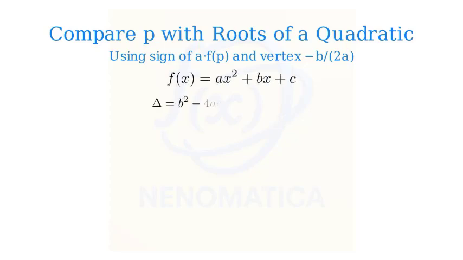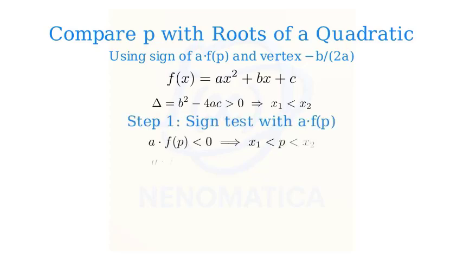Suppose f of x equals ax squared plus bx plus c, with discriminant greater than 0, so there are two distinct real roots, x1 less than x2. Our goal is to decide whether p lies between the roots or outside them, and if outside, on which side?